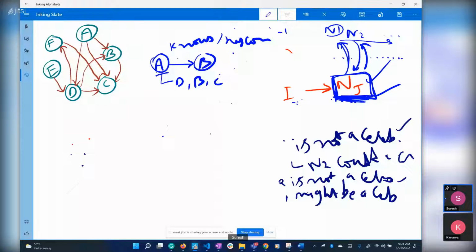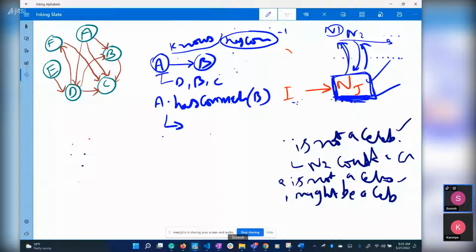That's what we do. The function either knows or has connection. A has connection to B. A dot has connection B returns true or false. Does it return true or false? It returns true, because A has a connection to B. Now if I ask you, B has connection to A, what is the answer? No, it's false.